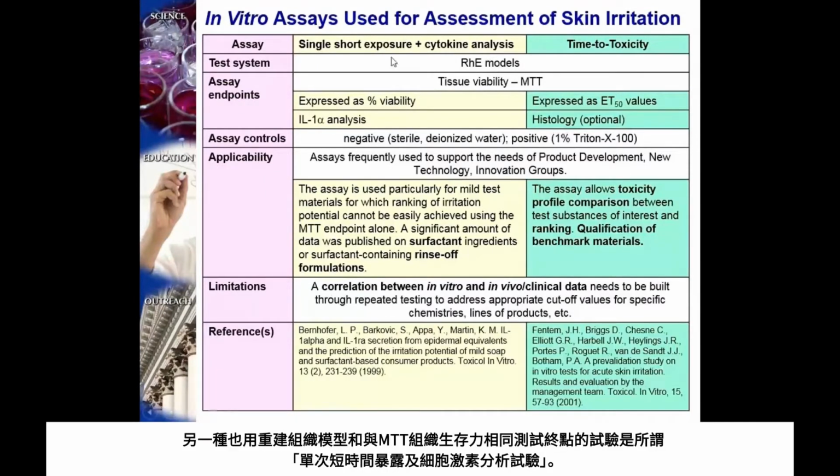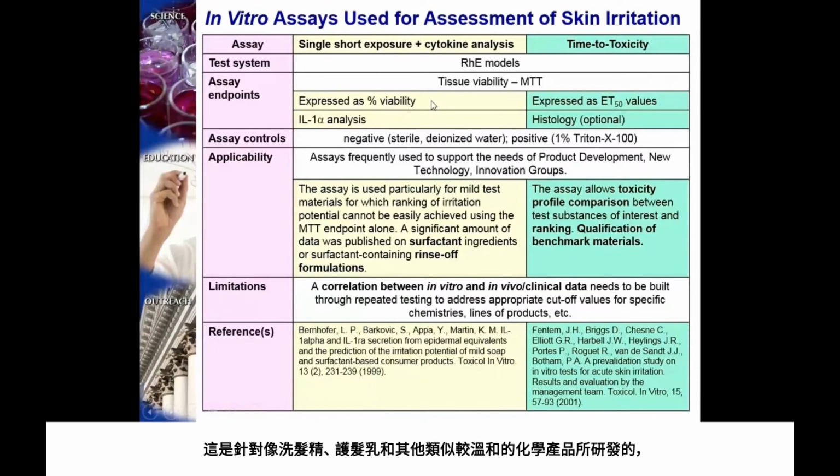The other assay that is also used with the reconstructed tissue models, with the same endpoint of MTT tissue viability, is what we call the single short exposure plus cytokine analysis assay. This was generated particularly for rinse-off products, shampoos, conditioners, and similar chemistries that were relatively mild. So the MTT endpoint was not necessarily capable of rank ordering the irritation potentials of these products.